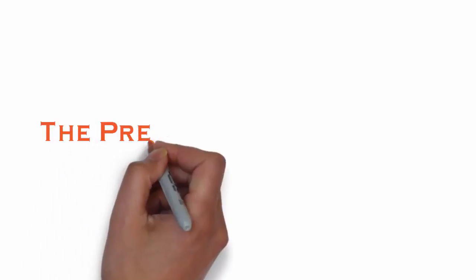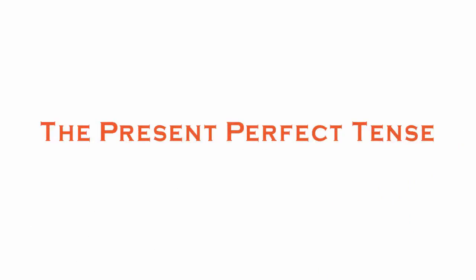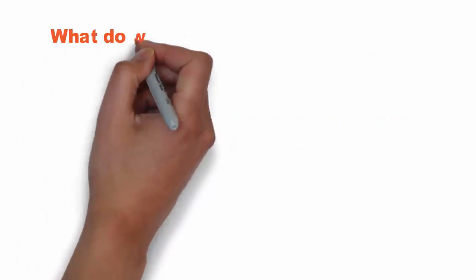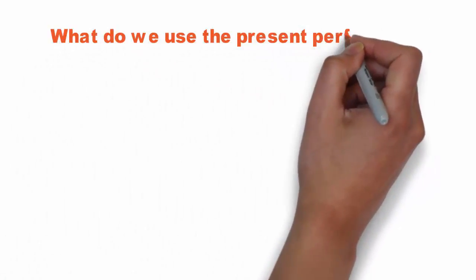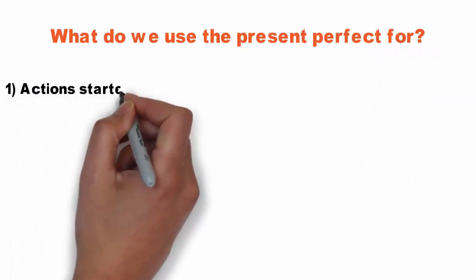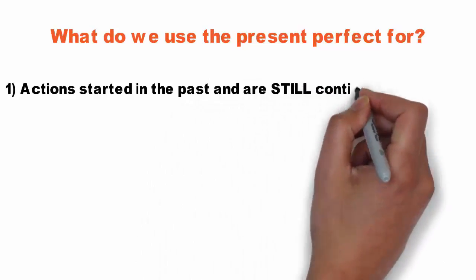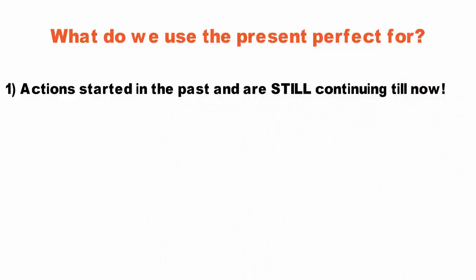The present perfect tense. Our lesson now is about the present perfect tense. So, what do we use the present perfect tense for? We can use it to talk about actions that started in the past and are still continuing till now. Something that happened or started in the past but is still happening in the present.